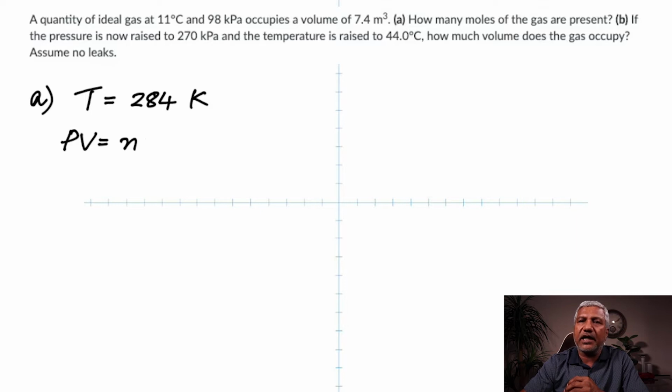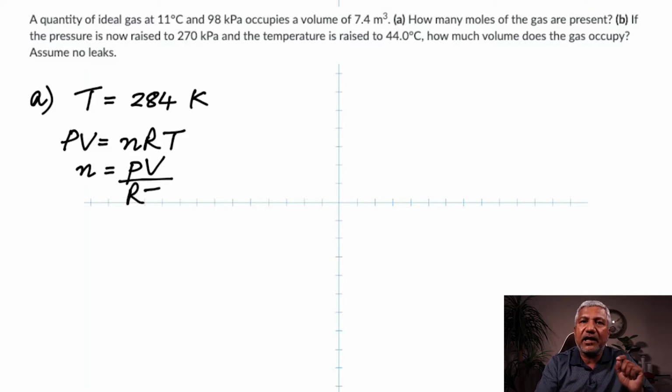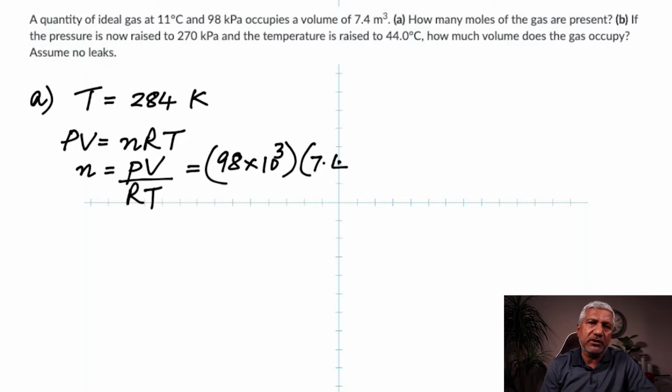Here is the ideal gas equation, PV is equal to nRT, where little n is the number of moles, R is the universal gas constant. That means it's the same constant for all gases. Its value is 8.314. Your textbook uses only 8.31, so I'll stop it right there.